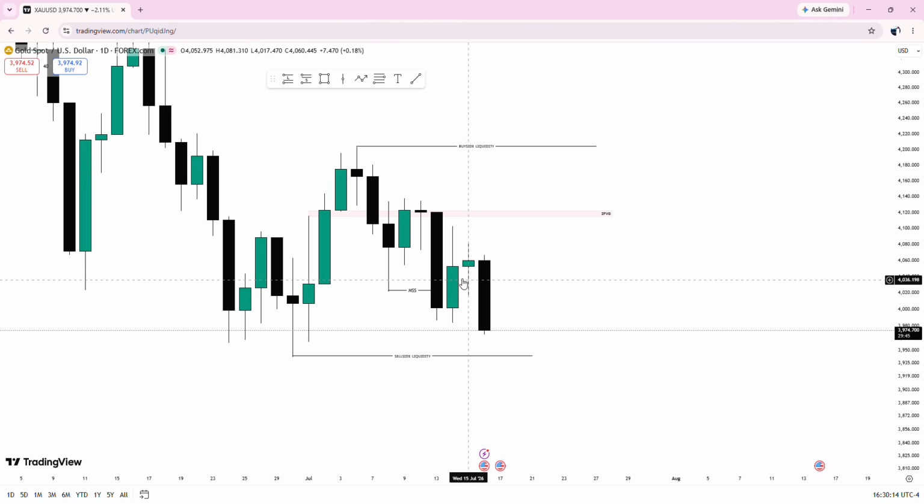Now, according to ICT, when you have the market trading into a key level and then you have a shift in market structure to the opposite side, you're looking for a place where the market is going to rebalance before we have a continuation. And in this case, you'll be looking for a premium level that the market is going to mitigate.